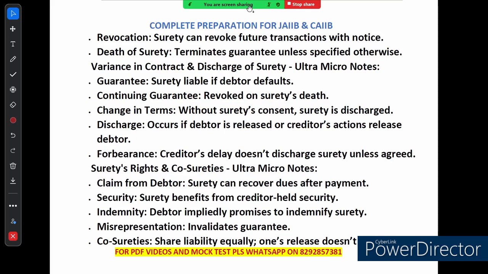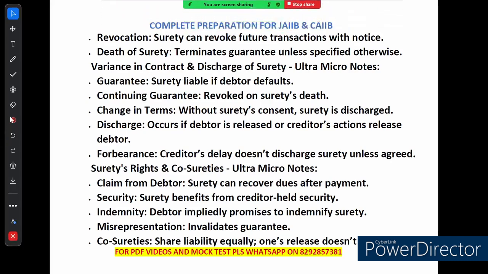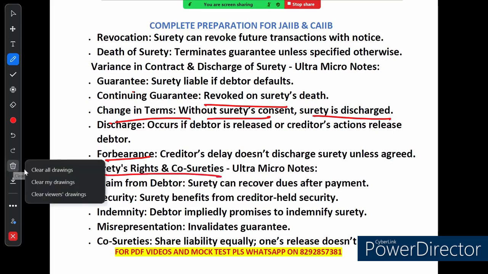Now, for variance in contract and discharge of duty, let's try to understand. The surety is only liable if the debtor defaults. The next point is, if there is a change in the terms without the surety's consent, the surety is discharged. Remember it. The surety is also released if the debtor is released, or if the creditor takes any action that releases the debtor from their obligation. And the next point is, if the creditor delays taking action, it does not automatically discharge the surety unless both parties agree to that. Finally, let's talk about the rights of the surety and co-surety.